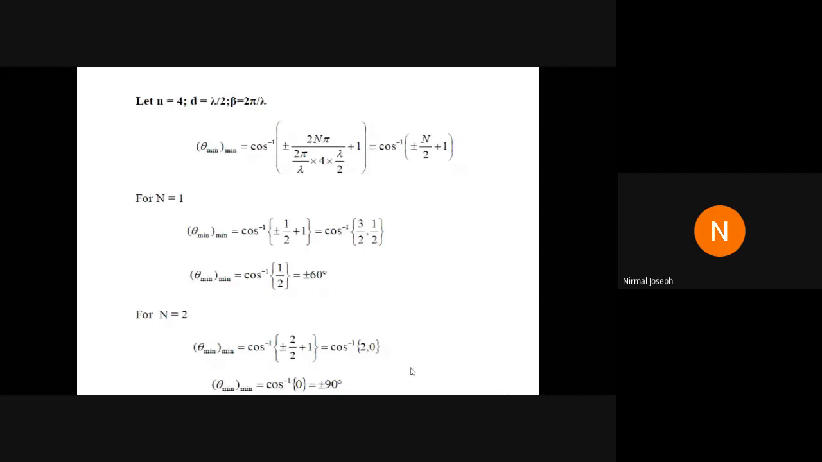So we will be getting theta minimum of minor lobe is equal to cos inverse of plus or minus n by 2 plus 1. Now for n equal to 1, you will get direction of minor lobe equal to plus or minus 60 degrees, and for n is equal to 2, you will get direction of minor lobe is equal to plus or minus 90 degrees. Okay. So for n is equal to 3 and n is equal to 4, also we are getting values: plus or minus 120 degrees and plus or minus 180 degrees.